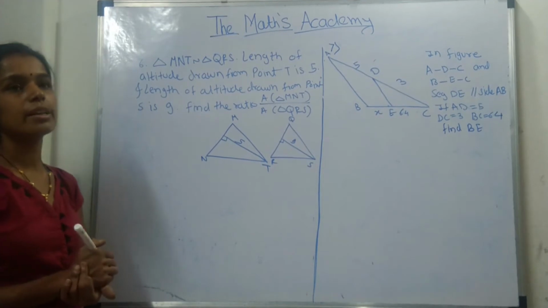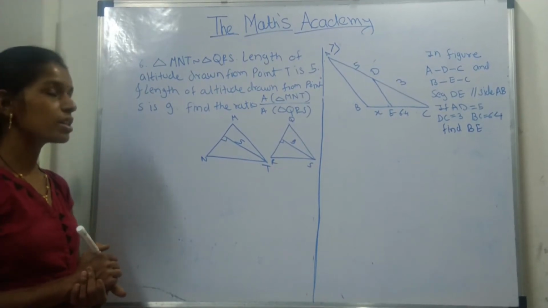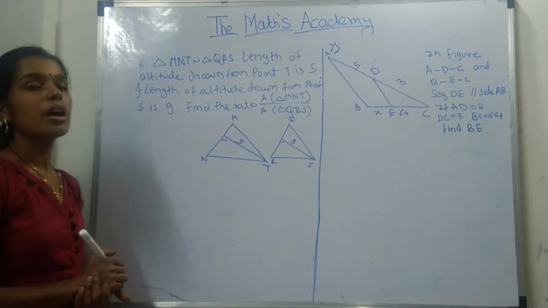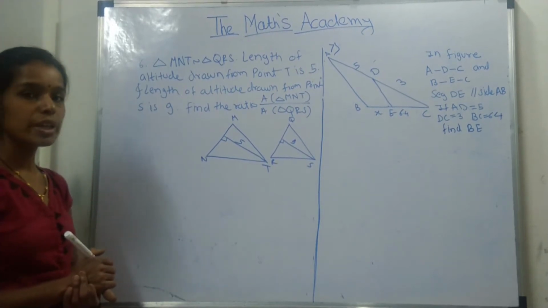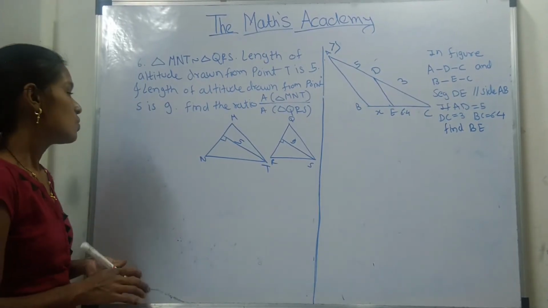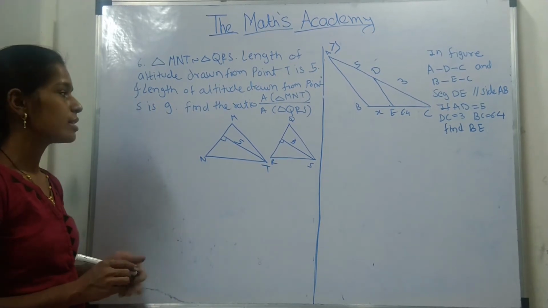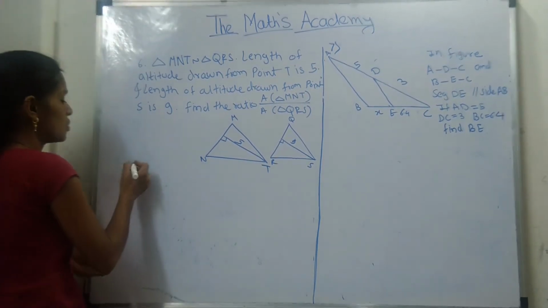And we know that the ratio of areas of similar triangles is equal to the ratio of squares of their corresponding sides, or equal to their corresponding heights, or equal to their corresponding altitudes. So therefore we will use the concept of ratio of areas of similar triangles and solve this example. Solution.